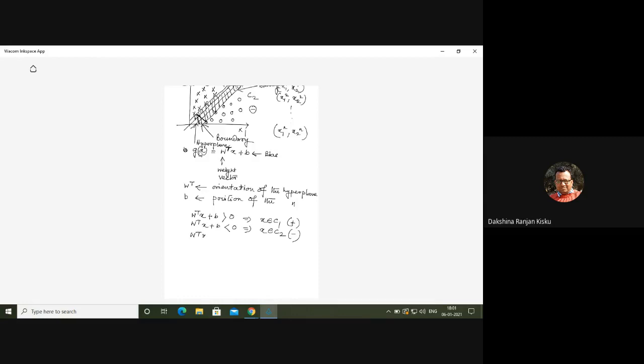We can write W^T X + B = 0. That means the feature vector will lie on the hyperplane. Okay, the feature vector will lie on the hyperplane.